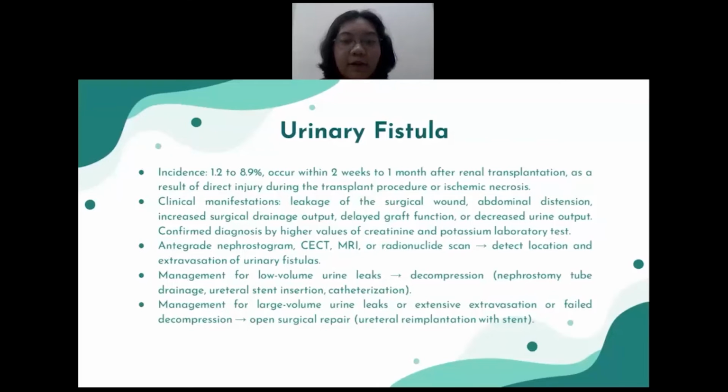Management for low volume urine leaks is conservative by performing decompression, and management for large volume urine leaks, extensive extravasation, or failed decompression is open surgical repair, which is ureteral reimplantation with stent.